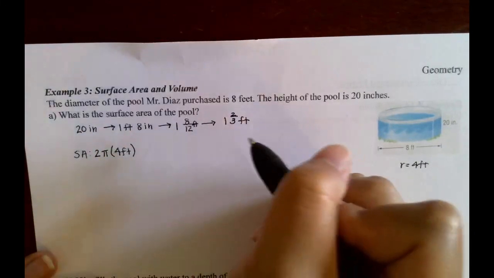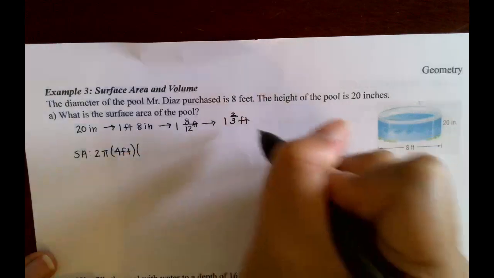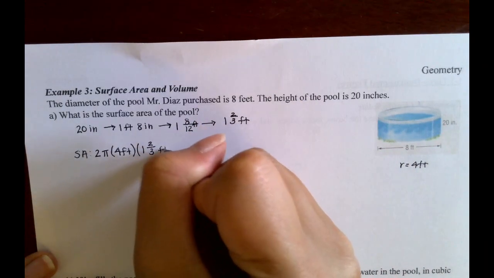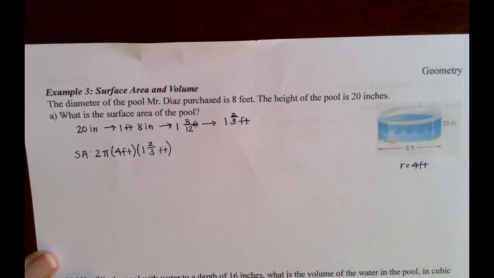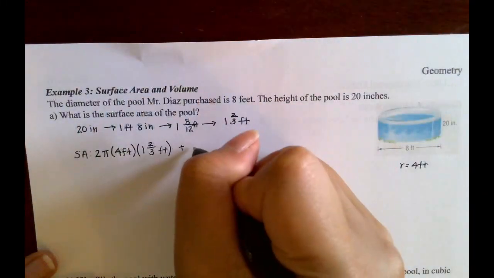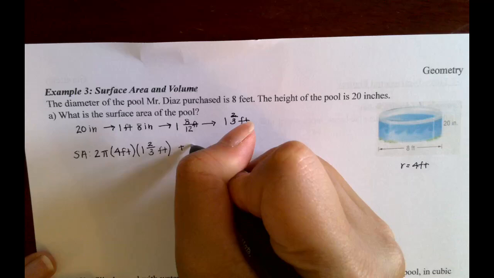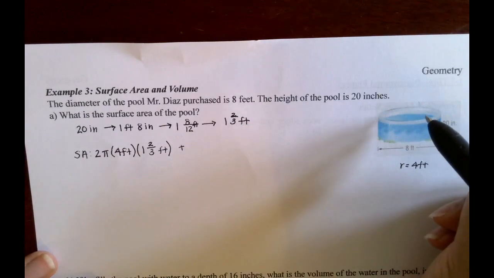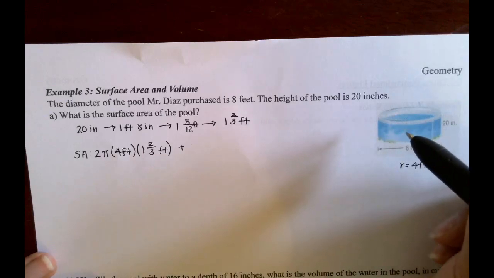And then the height, we're going to make it the same units, so that's why we're going to change it to feet, 1 and 2/3 feet. Plus, we have our two circles. That is 2 pi r squared, because we have two of them. We have the top and the bottom.